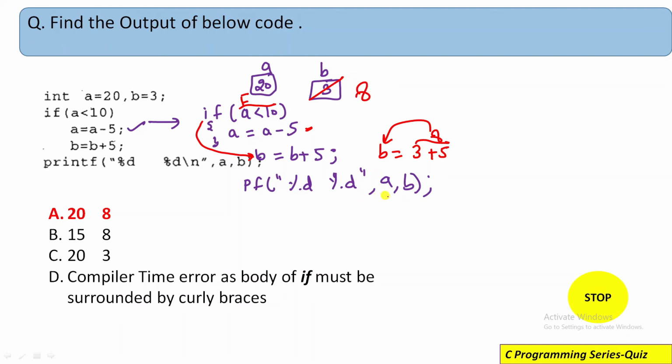And now we are printing a and b. Because this if condition was false, a is unaffected, so a will remain 20 only, and the value of b has been changed, it is 8. So that's why we are getting 20 and 8.